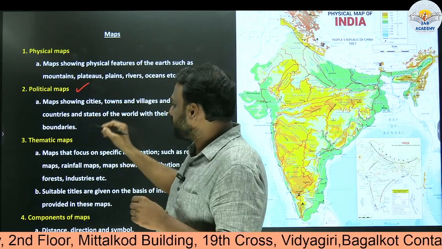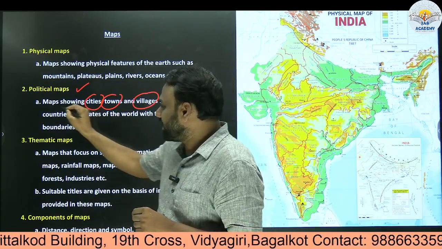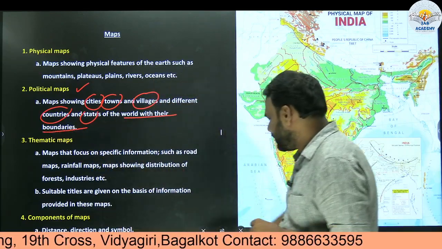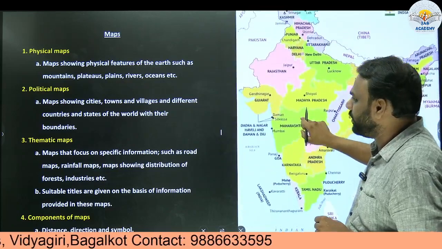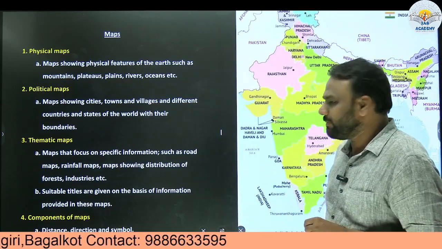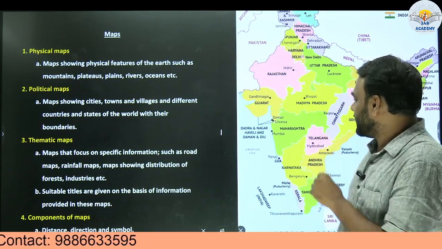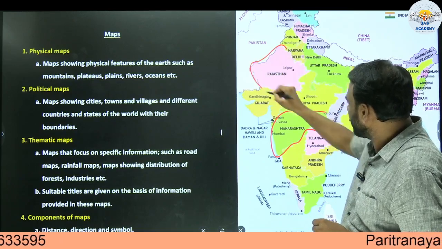it shows cities, towns, villages, and different countries and states of the world with their boundaries. Here is an example of a political map. In this political map, what have we shown? We have shown different states. Here this is Maharashtra, this is Rajasthan.